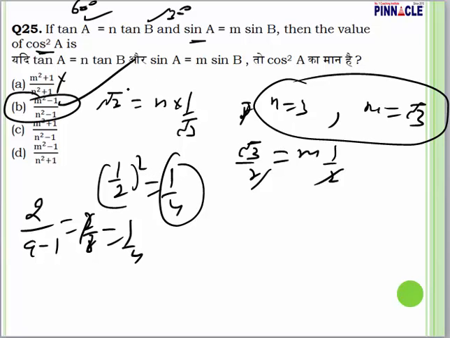What we have done in this question is we have just put in the values. For tangent A, we put A is equal to 60 degree, and in place of B, we put 30 degree. When we solve in this way, it is easier to find the answer. So in this way, we have covered all 25 questions in part 1. In the next part, we will cover questions from 26 to 50.